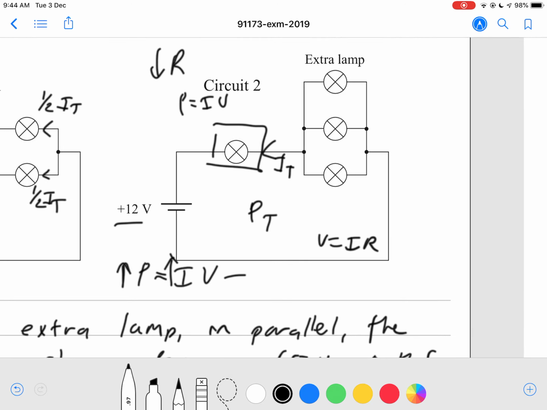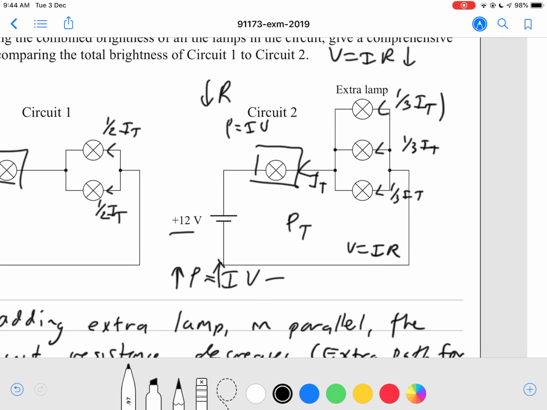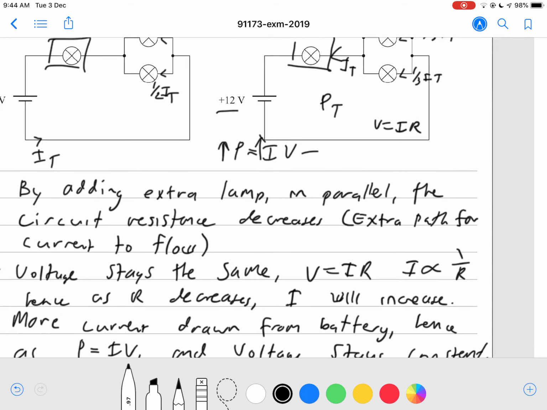However, in this second case, we have an increased I total, and there are now 3 pathways, 3 identical lamps. So now it will be splitting into 1/3 of I total here, 1/3 of I total here, and 1/3 of I total here. So it really depends on how much the current has increased, which gets a lot more complicated, right?